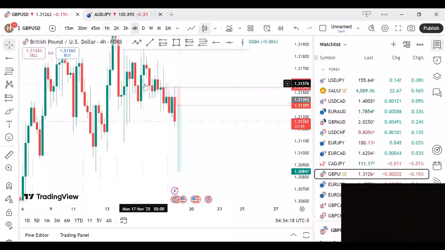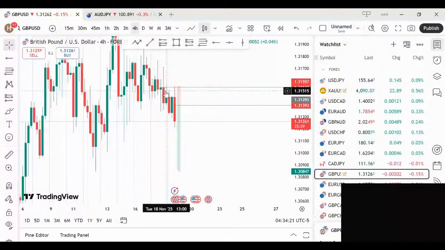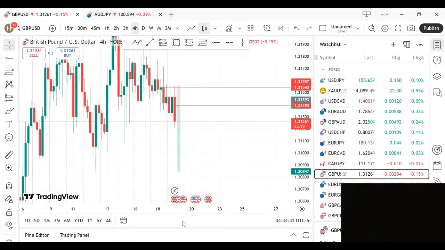Another reason why I'm confident about this is because the Asian session's high has been swept already. How do I know that? The first 2 4-hour candles that form in a day are basically the Asian session candles. And if you look at my chart here, these are the first 2 4-hour candles.